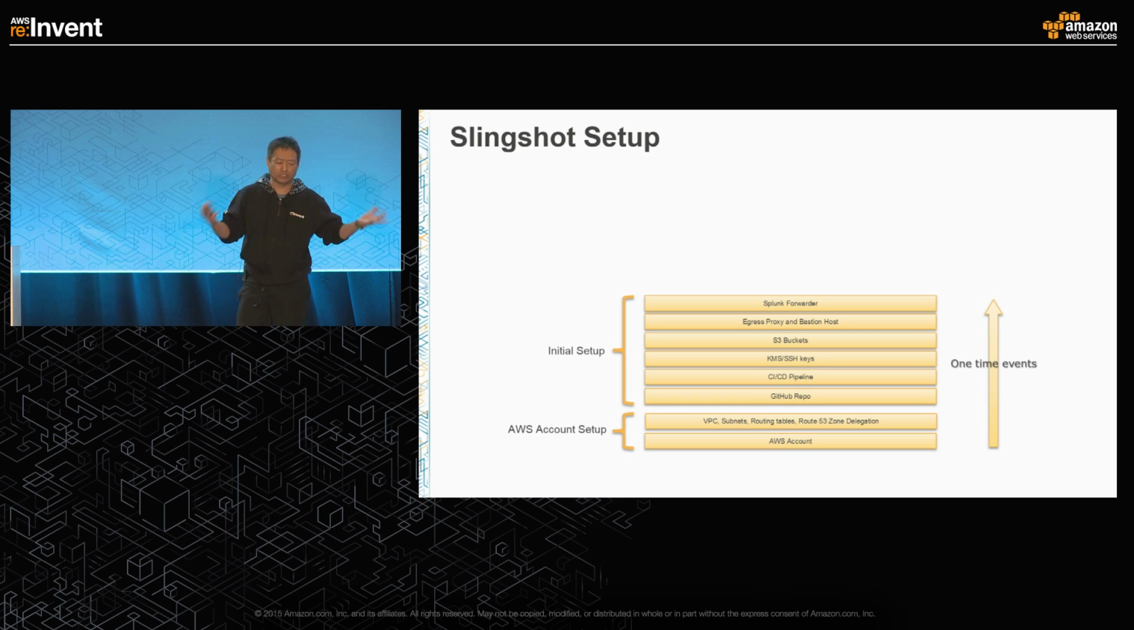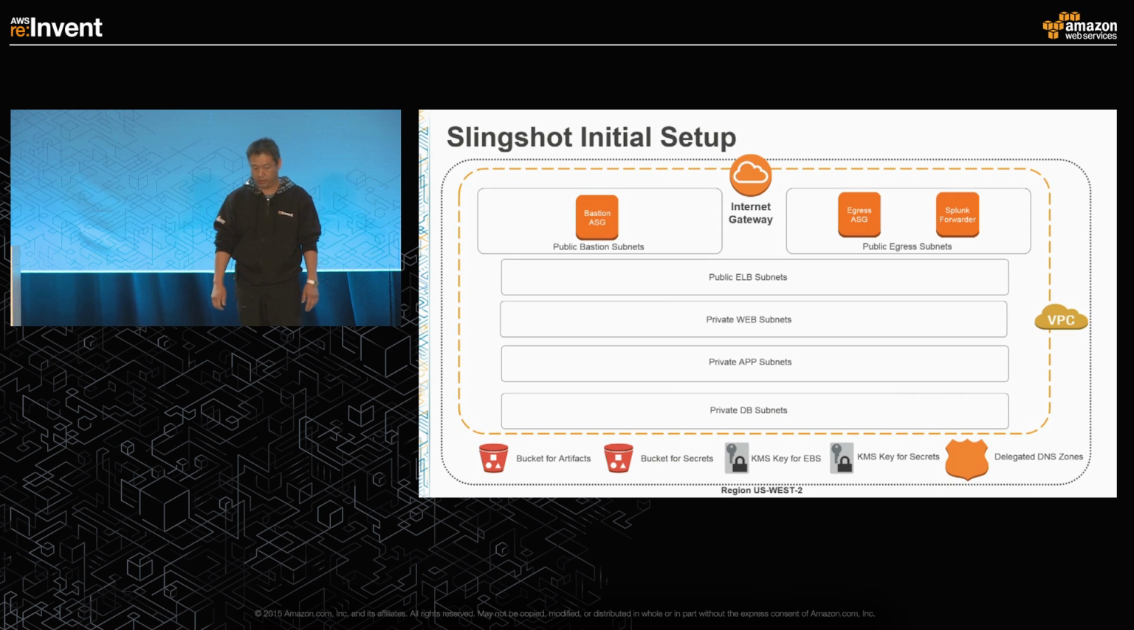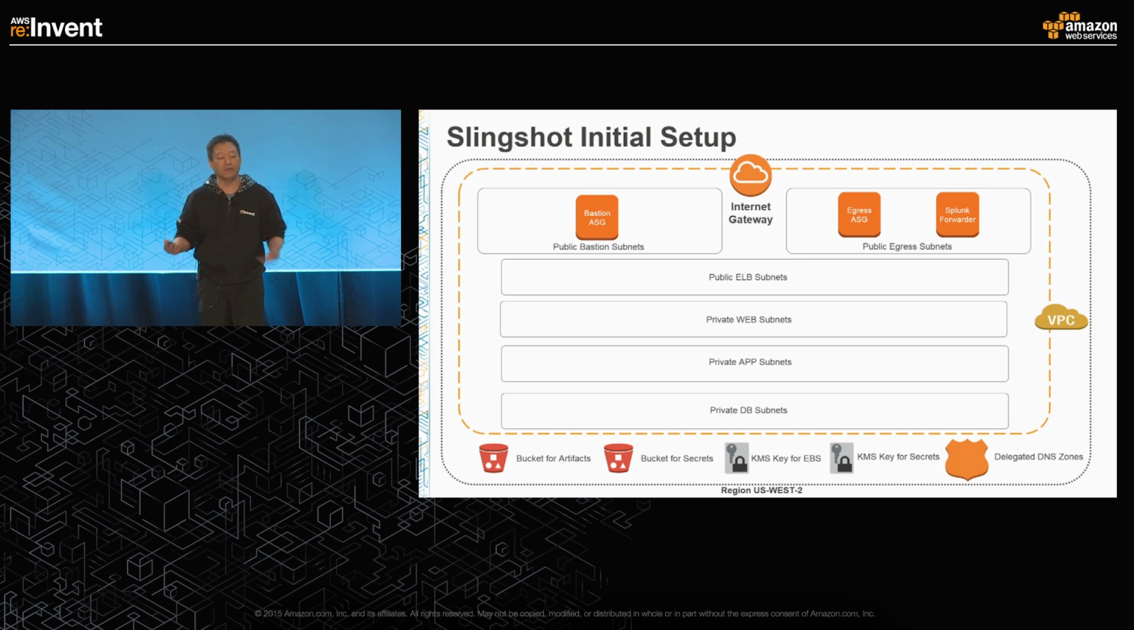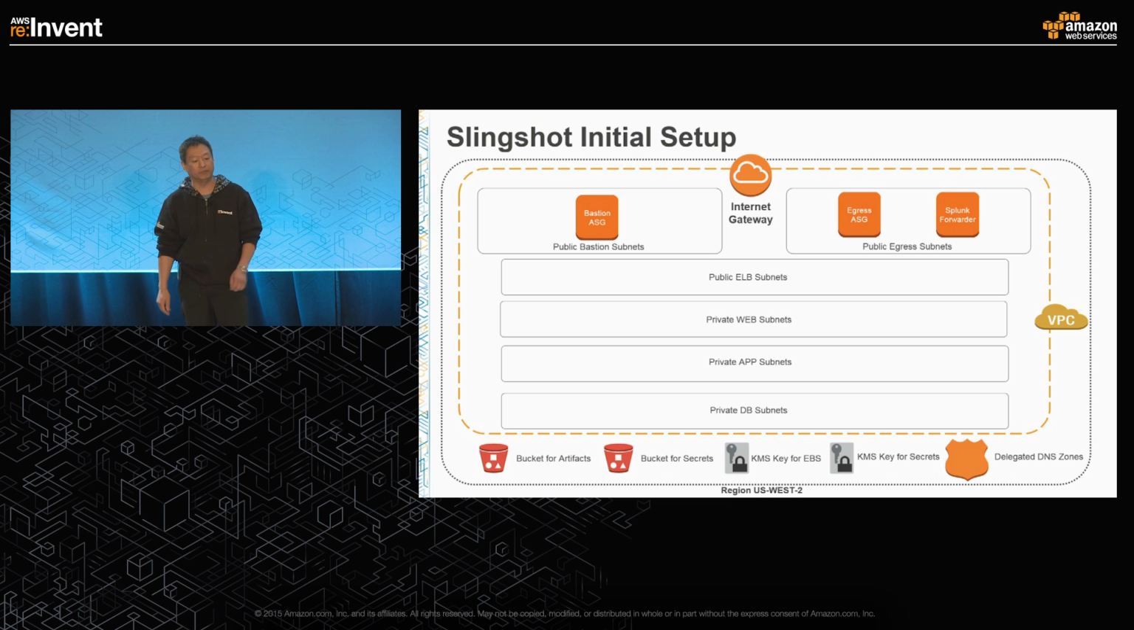So let's see what this looks like when we actually execute the AWS account setup and the initial setup. So here we have your VPC account as part of the initial setup. We have multiple public subnets, your bastion host, your egress subnets, and your ELB subnets. We also create your private web, app, and database subnets.